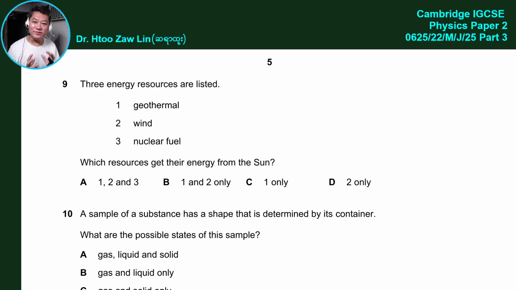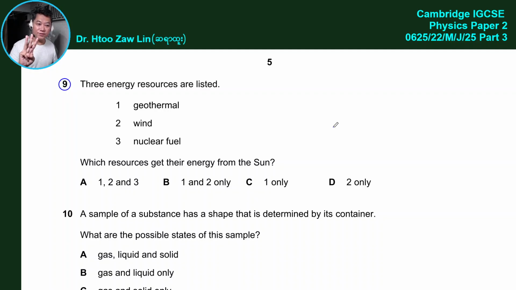Welcome back to Cambridge IGCSE Physics. This is part 3 of our series. Today we are tackling past paper 2, variant 2 from May June 2025. Okay, let's get started. Let's see question number 9.